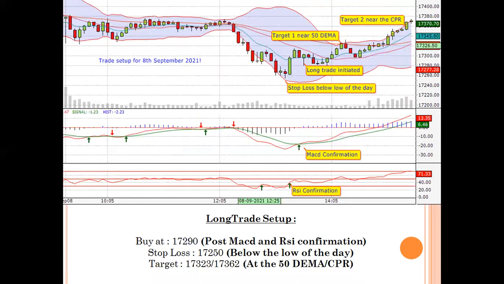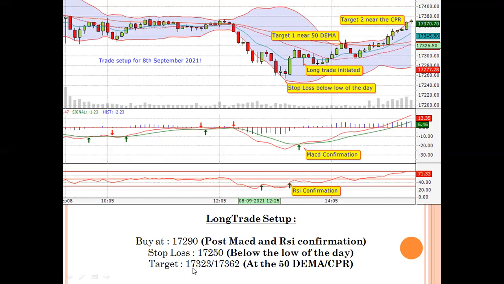Coming to the 8th of September, similar scenario. If you can see, you got an RSI buy, nothing on the MACD. Again, RSI buy, whoa, you got a buy on the MACD. Great. Buy initiated, stop below the low of the trade, low of the day, and I got out at the 50 DMA, some of them, and the second was at the CPR level. So whatever is fine, right?